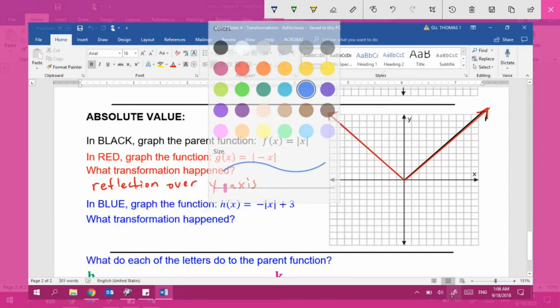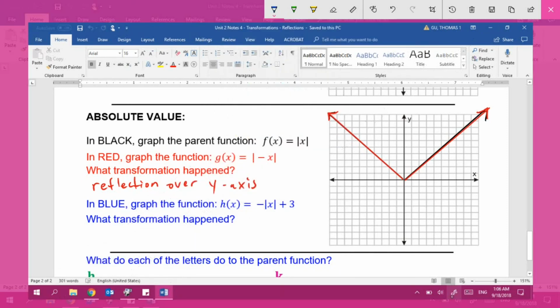All right, now let's look at the blue though. The blue is going to be negative absolute value of x plus 3. The negative sign is on the outside, which tells us to reflect over, when it's on the outside, which axis does it reflect over? The x-axis, over the x-axis. Okay, and then the plus 3 tells us that we're going to shift where? 3 units up.